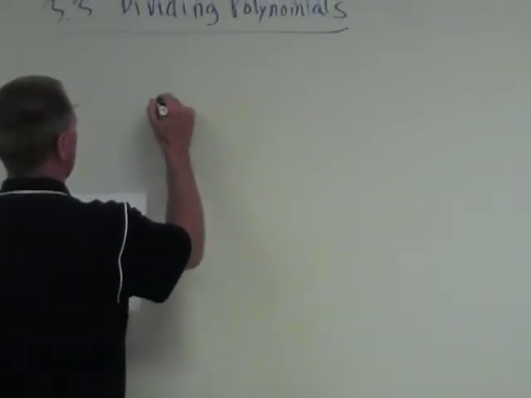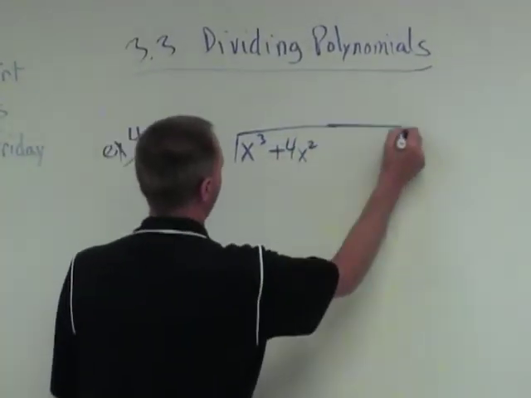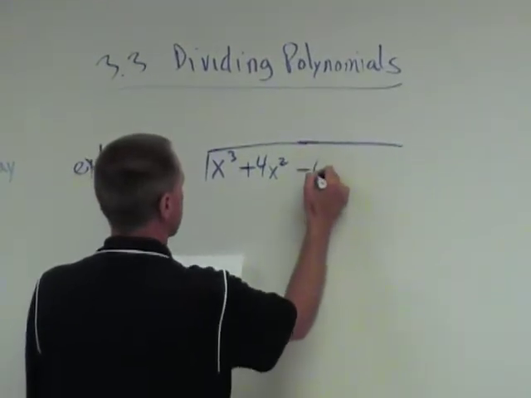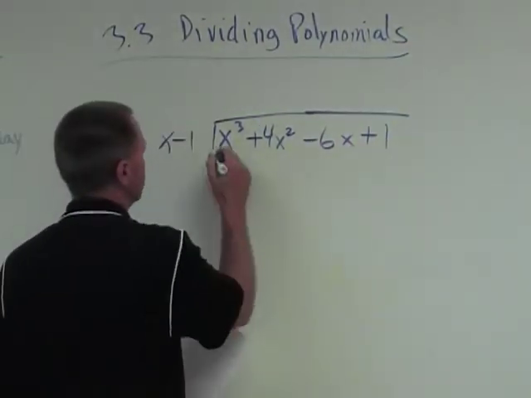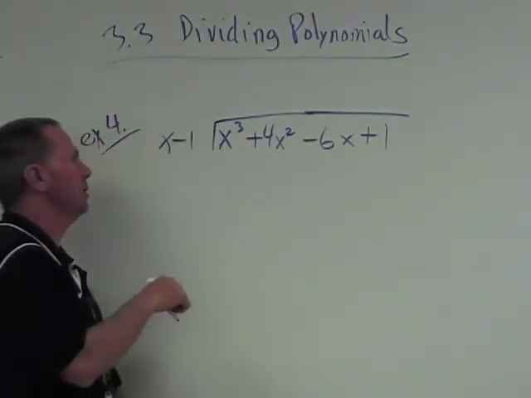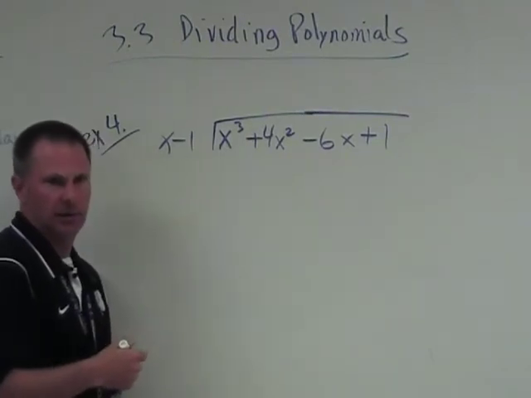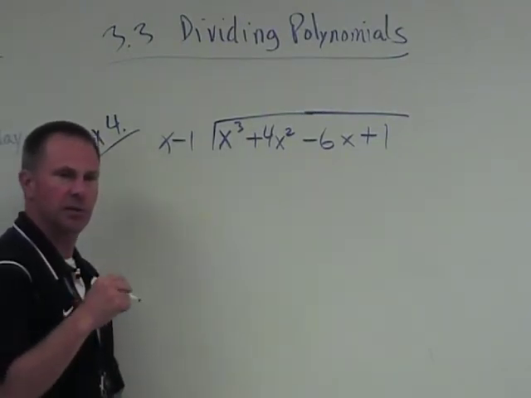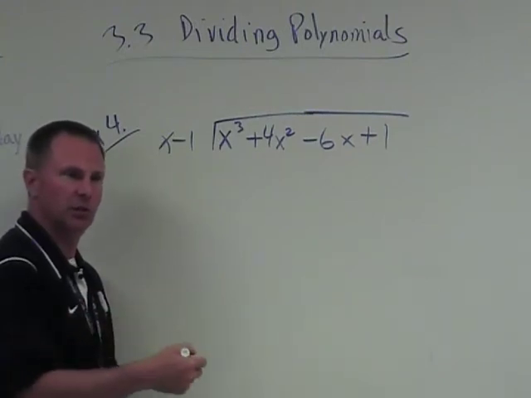This is going to be x cubed plus 4x squared minus 6x plus 1 divided by x minus 1. So my first question to you is, what does this x minus 1 mean? So let me give you a simple example so that you understand what it is that you're trying to find.